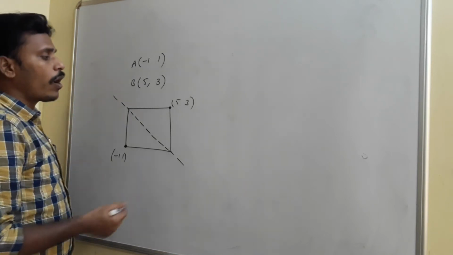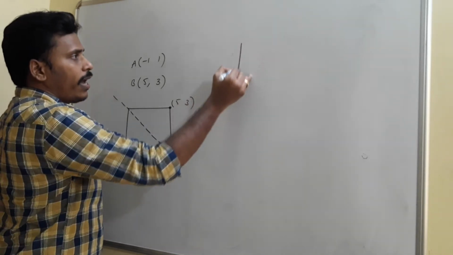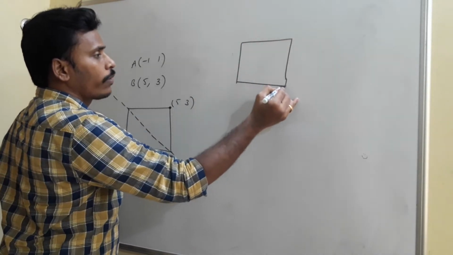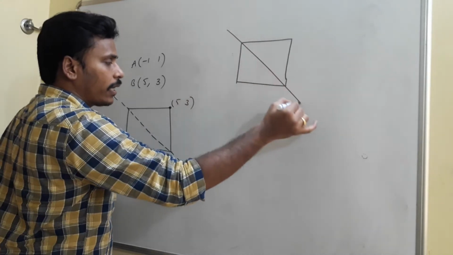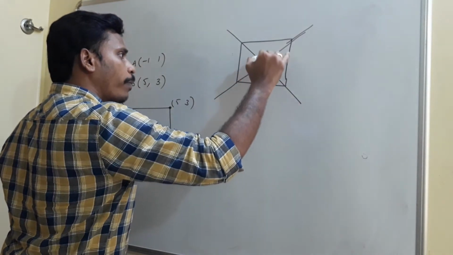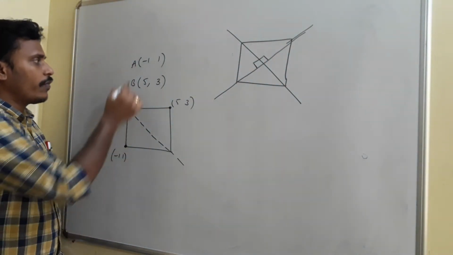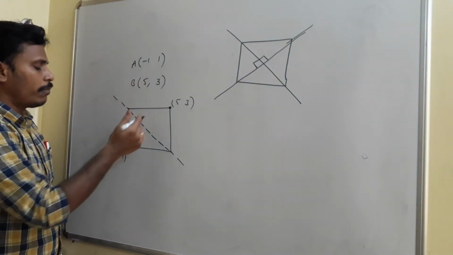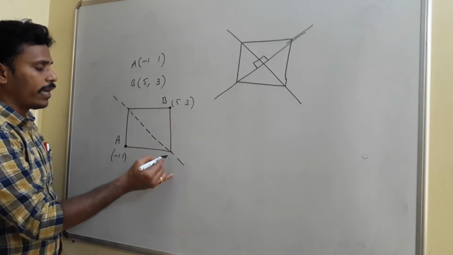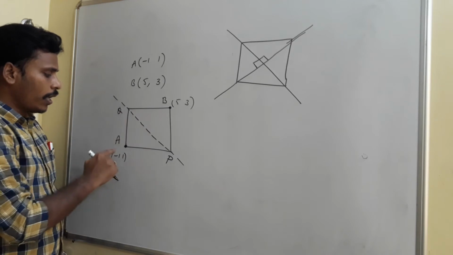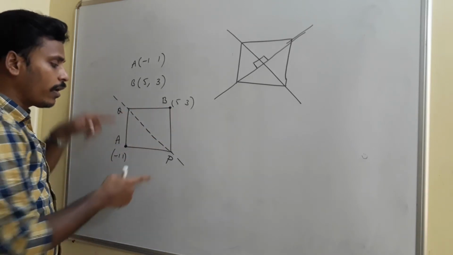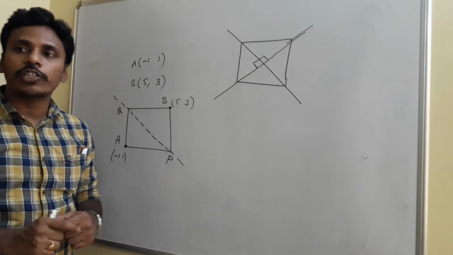See, in a square what will happen? For a square, the diagonals are perpendicular. That's what you need to know. If this is one diagonal and this is the other diagonal, those two diagonals are perpendicular. Given these two points as AB, you may take the other two points like PQ. AB is one diagonal, PQ is the other diagonal. A and B are given, but they are asking us to find the equation of PQ.